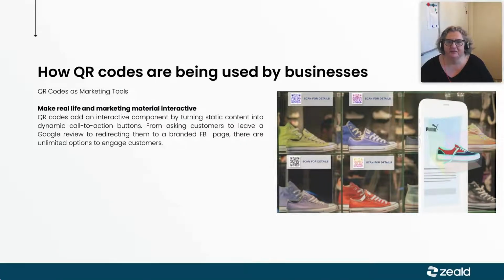So make real life and marketing material interactive. And this is a really cool thing, like the example there. In a shoe store, you've got the QR codes, and it actually then gives information about the shoe's width and size and what it's best used for, a little bit of history about it, and obviously pricing, up-to-date pricing. So that's using QR codes in store.